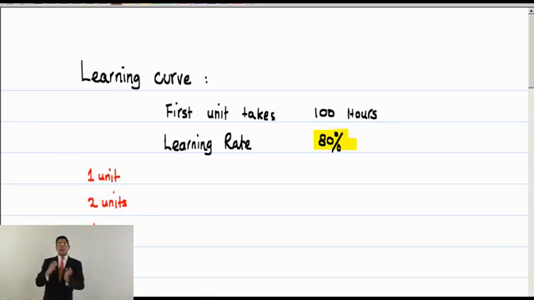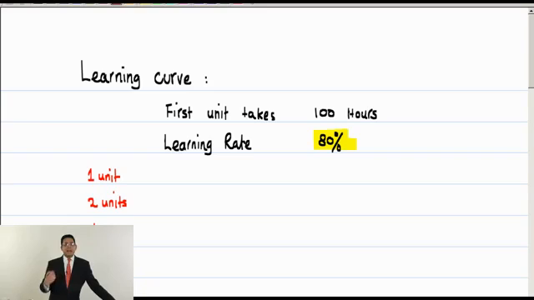When the cumulative or total production doubles from the first unit. So when first unit is produced, it's only 1, total production is 1. But this total production goes up from 1 to 2. So when 2 in total were produced, and then 2 to 4 doubles from the first unit. So this is the doubling effect. When cumulative production doubles from the first unit, average time per unit falls at a constant percentage.